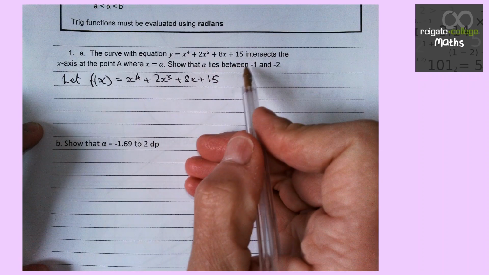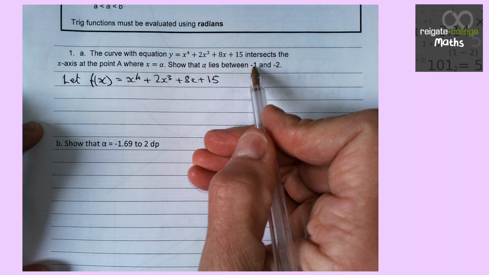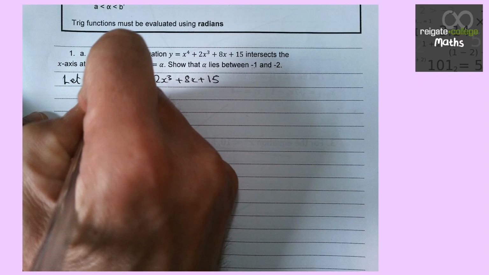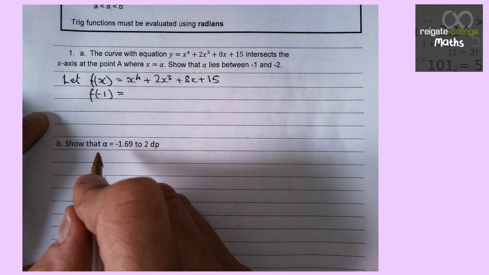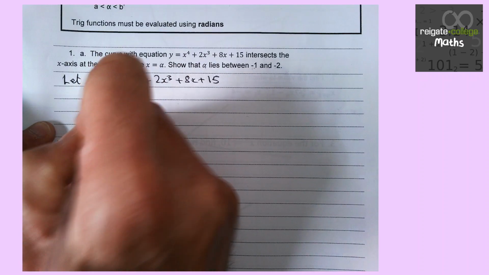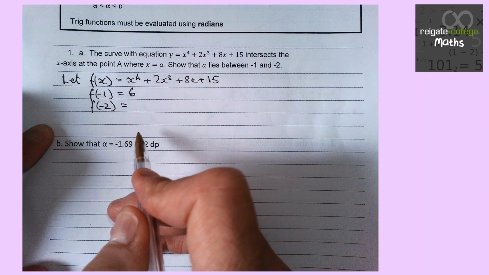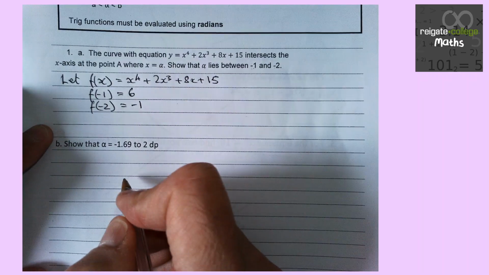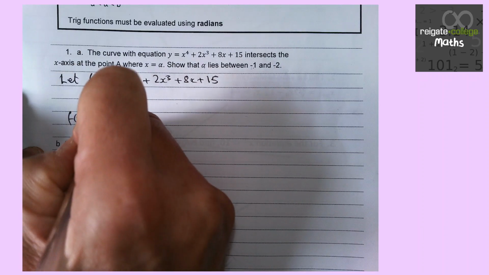And then we've got to show that its root lies between these two values. So we're going to substitute in -1 and substitute in -2 and see what we get. If we do that, we get f of -1 is equal to, and you can put this into your calculator, I've already done that, a value of 6. If we put in -2, you've got to do this carefully, of course, we get a value of -1.